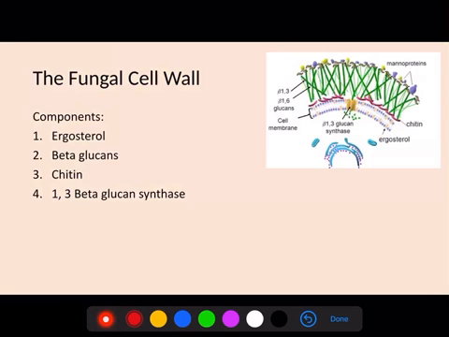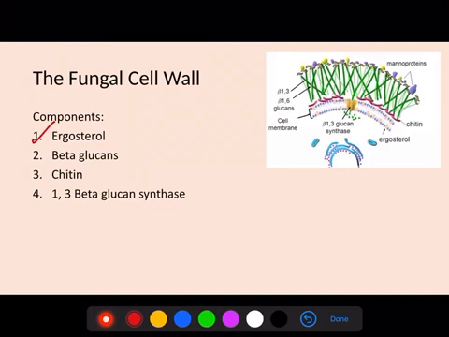Now, let's talk about the fungal cell wall. The fungal cell wall has the following components. Number 1, ergosterol. Ergosterol is a sterol in the cell membrane of protozoa and fungal species. It can be compared to cholesterol in humans. It is an important drug target because many species cannot survive without it.